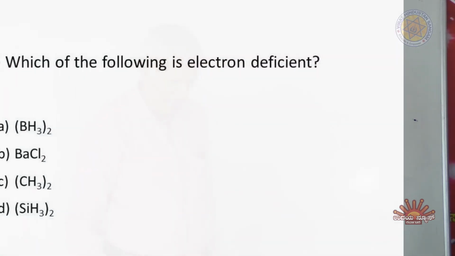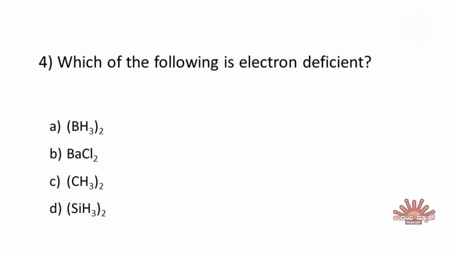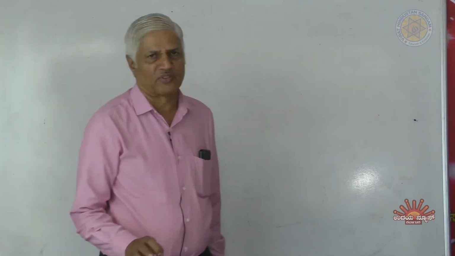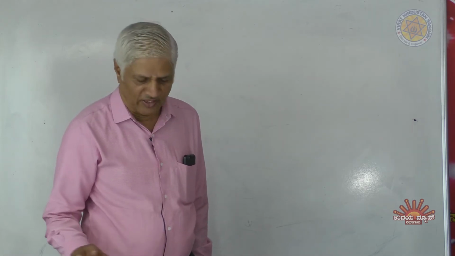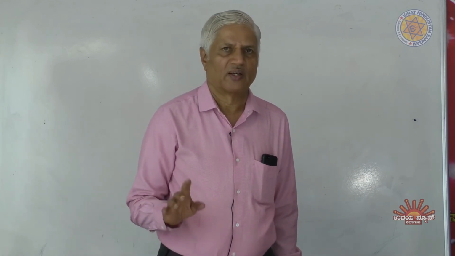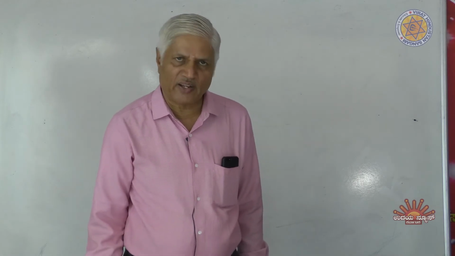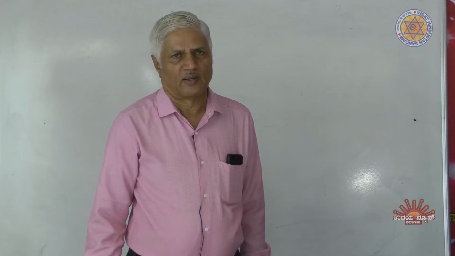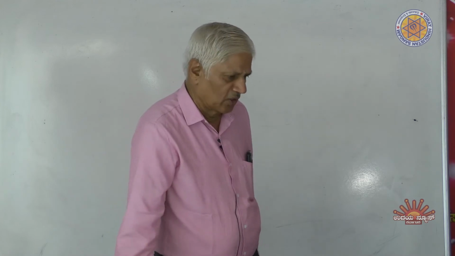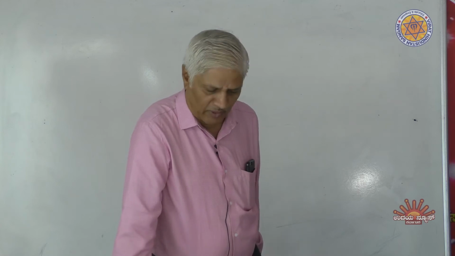Which of the following is electron deficient? One hint I will give you. Boron compounds and aluminium compounds, ferric compounds. These 3 are the common examples of electron deficient compounds. Note it again. Aluminium compounds, ferric compounds, and boron compounds. Okay? So without any thinking you can answer A, it should be BH3, but I will show you how.